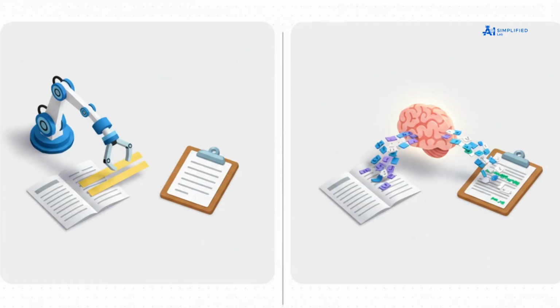Now, this is where it gets really interesting. You've got two main methods. On one side, there's extractive summarization. The easiest way to think about this is like a really smart copy and paste. The AI literally finds and pulls out the most important sentences directly from the text. It's great if you need to keep the original wording.